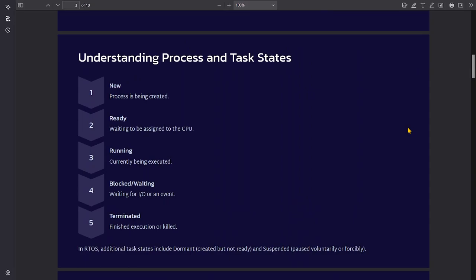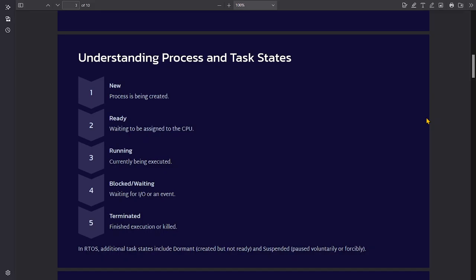Now, understanding the process and the task states. Every process or task moves through a defined set of states. Initially, it's in the new state during creation, then it transitions to ready, where it awaits CPU assignment. Once selected, it enters the running state. If it needs to wait for input, output, or an event, it moves to the blocked or waiting state. So it can wait for the IO. Finally, when done, it enters the terminated state.